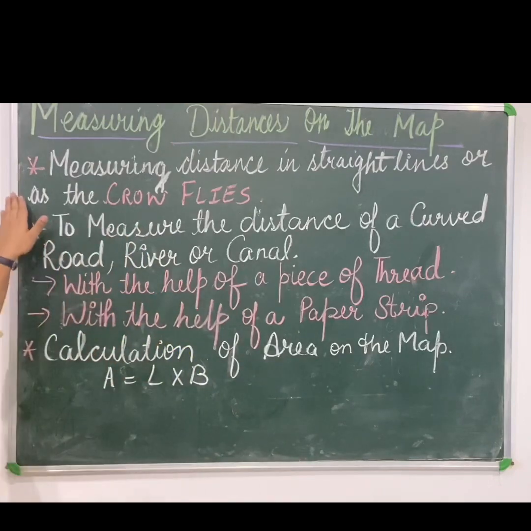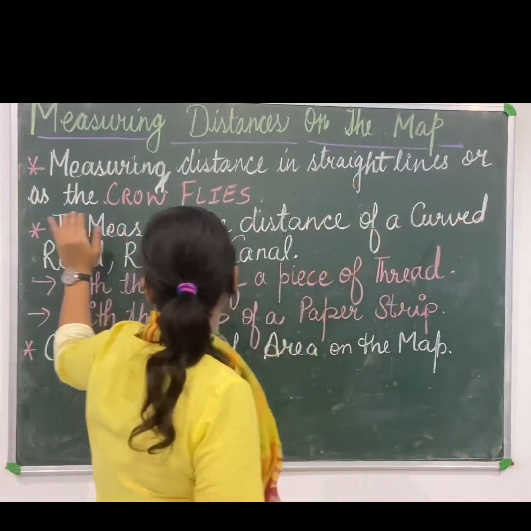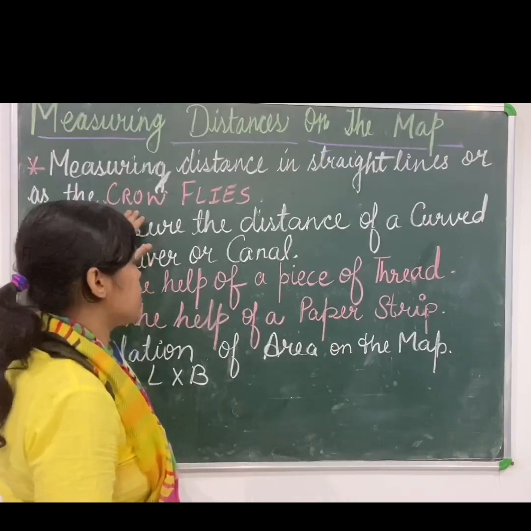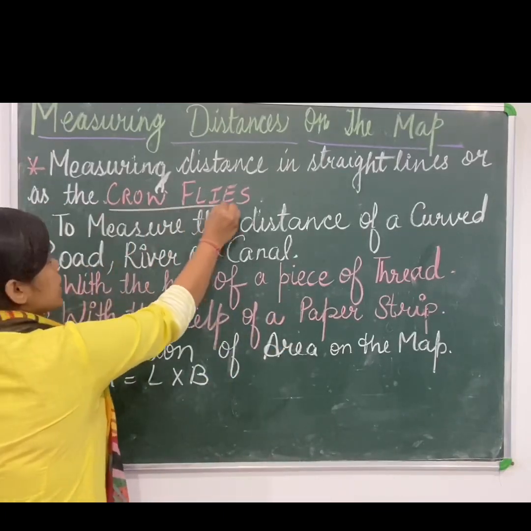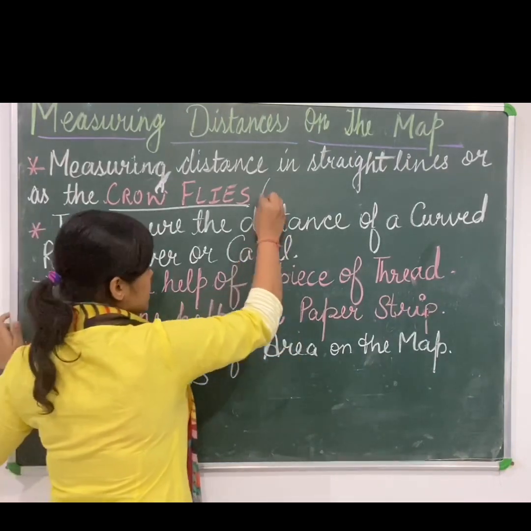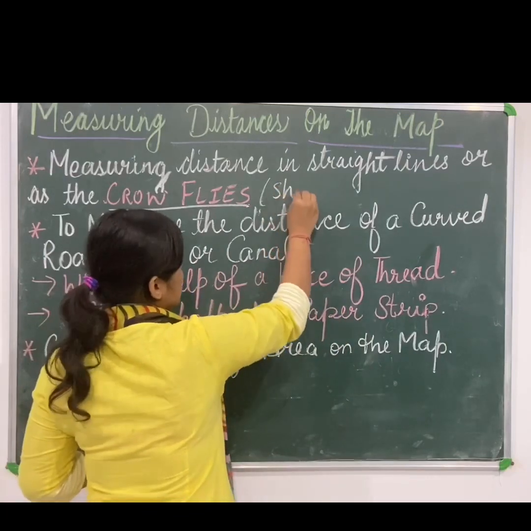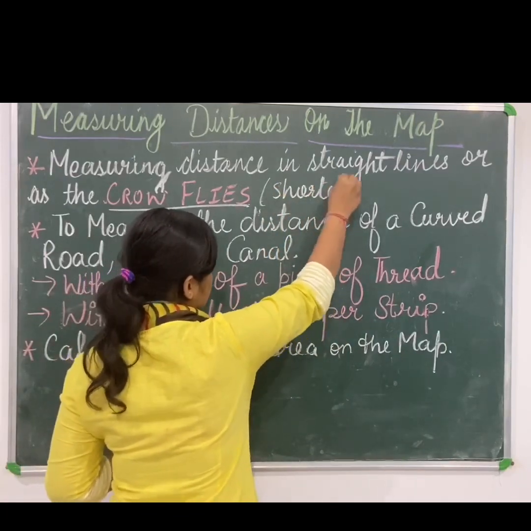So the first point is measuring distance in a straight line or as the crow flies. Here the word crow flies is used. What is the meaning of this word? Crow flies means the direct or the shortest distance.